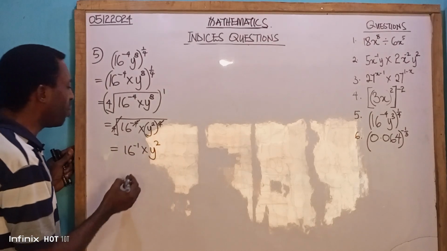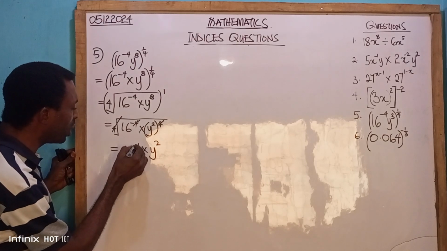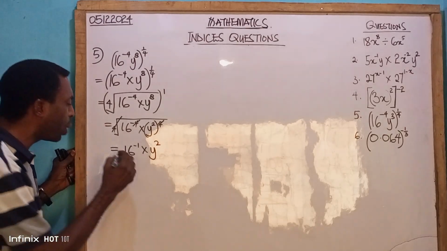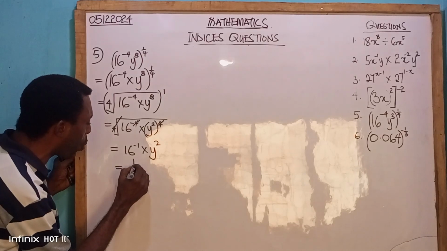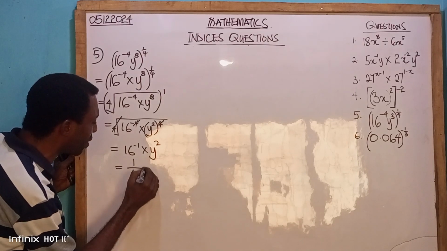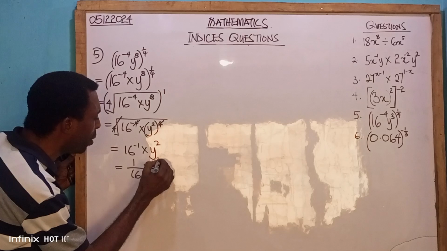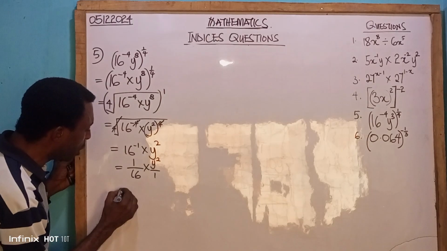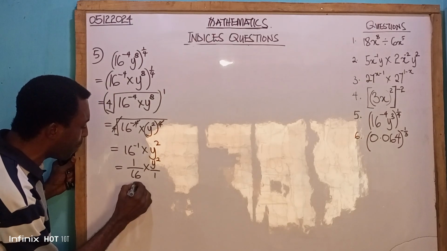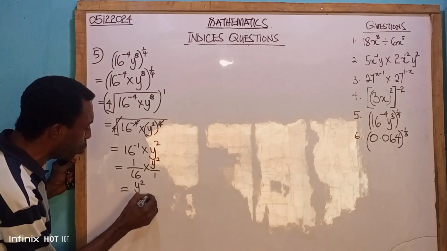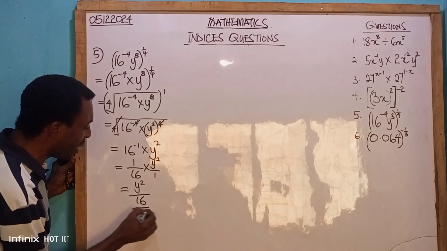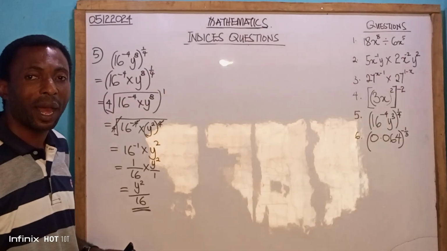Since you have this, the next thing is, this one has a minus power. That becomes a reciprocal. You have 1 over 16 multiplied by y raised to power 2 over 1. So the next thing, multiply them, you have y raised to power 2 over 16. That marks our final answer.